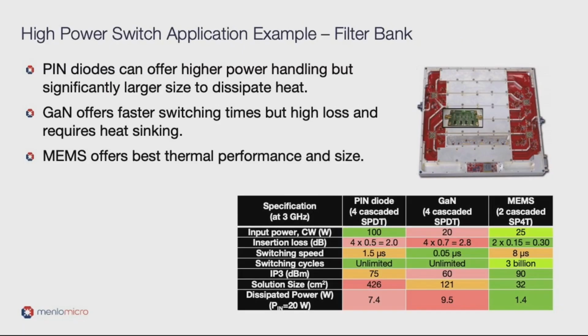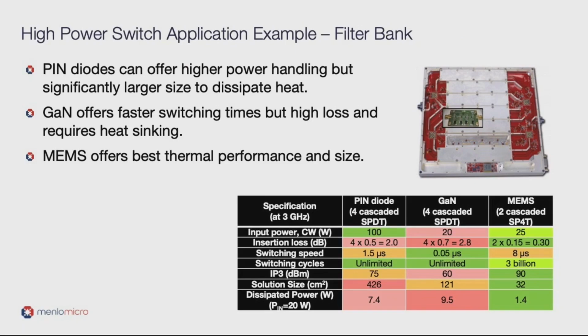The solution size is smaller than the PIN diode due to the smaller size and lower power handling of the switch, but is still larger than what the size of the switch itself would imply due to the thermal heat sinking required. Since 20 watts is right at the limit of this GaN switch, a lot of heat needs to be pulled away from the switch in order to keep it below the maximum junction temperature.